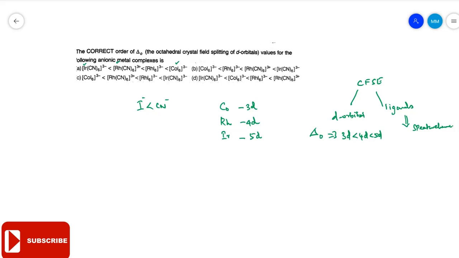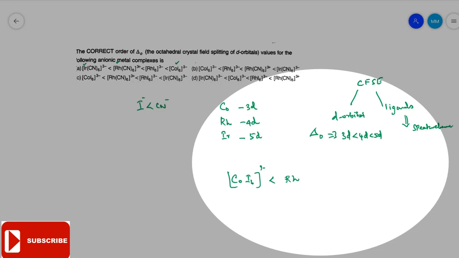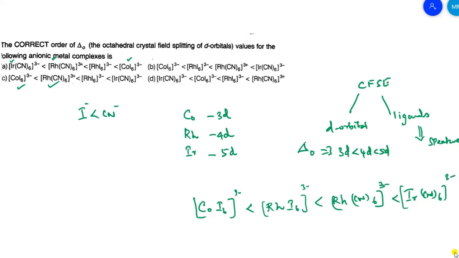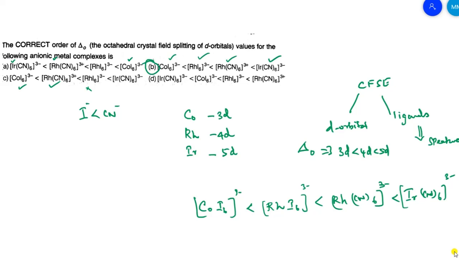So the CFSE order: the cobalt metal is in the 3d level, with the ligand iodide, [CoI6]3-. Then rhodium. There are two rhodium complexes here, one with cyanide and one with iodide. So [RhI6] is first, then the cyanide, then iridium, [Ir(CN)6]3-. So the order is [CoI6]3-, then [RhI6]3-, then [Rh(CN)6]3-, then [Ir(CN)6]3-. So the answer is B. Clear?